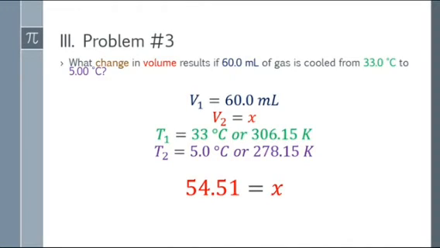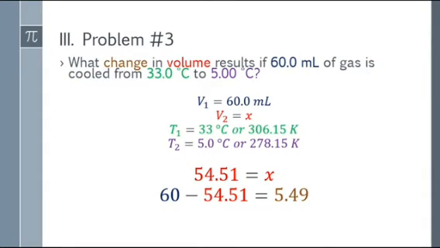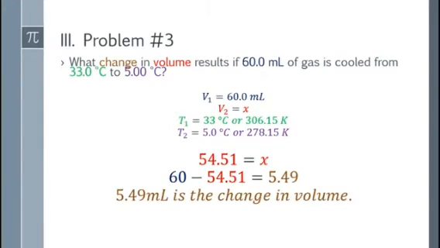However, hinahanap dito kasi change in volume. So, gawin mo lang yung original volume, kunin mo yung absolute value nila. 60 minus 54.51 and you will get an answer of 5.49. So, 5.49 ml is the change in volume. Ito yung pinakasagot dito sa problem number 3.